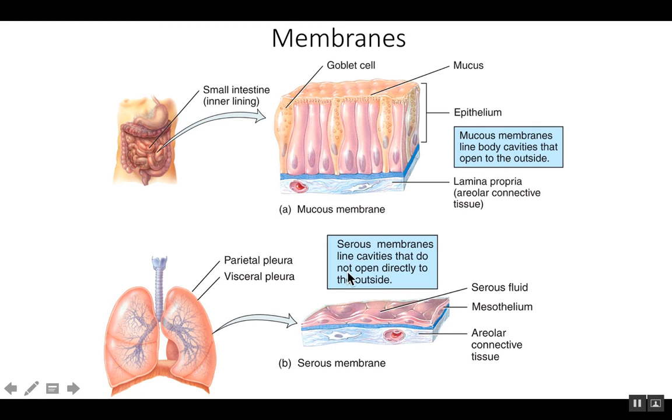The next type of membrane are serous membranes. These are double-layered membranes. There are 3 of these in the body. There is the pleural membrane, which surrounds the lungs. There's the pericardium, which surrounds the heart. And there's the peritoneum that surrounds organs in the abdomen. All of these are made up of epithelial tissue.